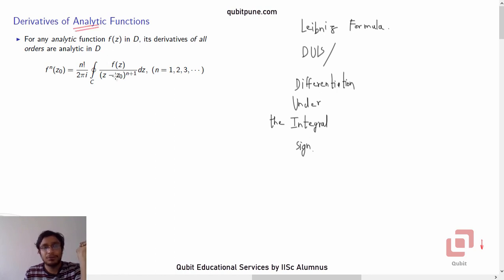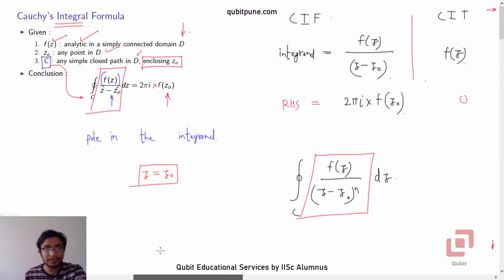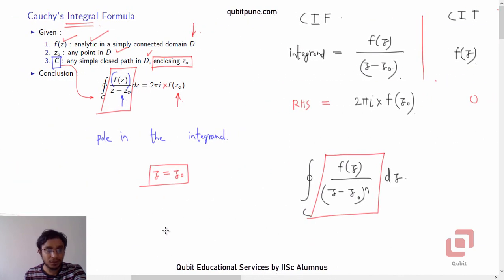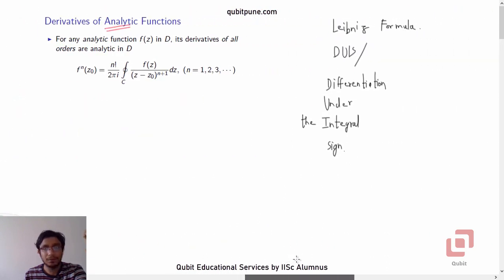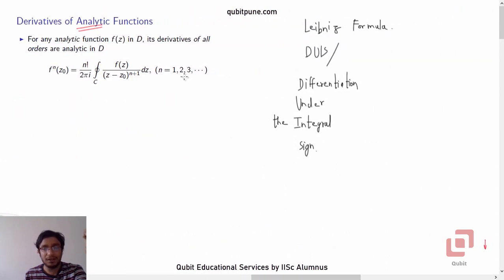Everything here is the same, meaning all the things that are given to us are the same, but there is only one change, and that change is in the power of z minus z naught. In the Cauchy's integral formula, the power of z minus z naught was 1, and here we have powers starting from 2.